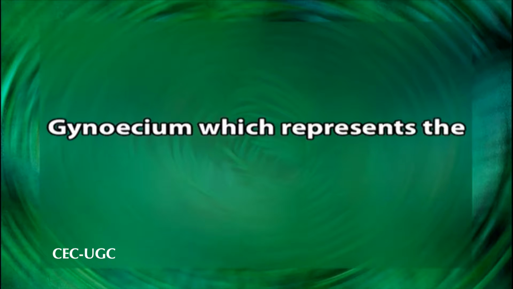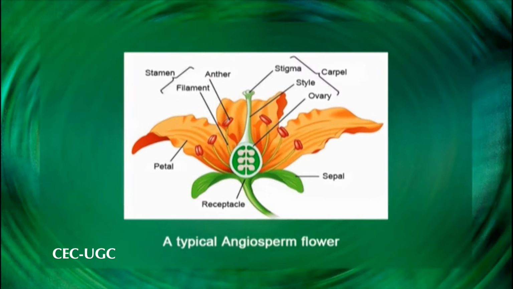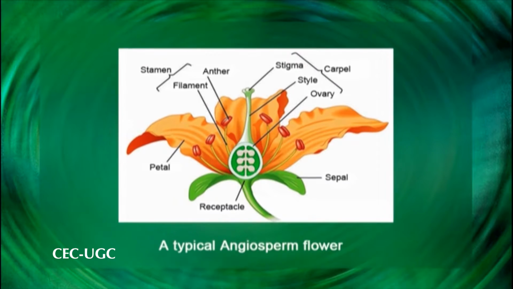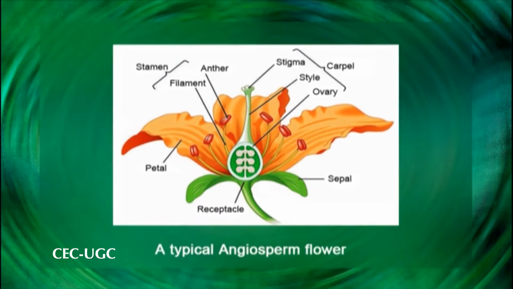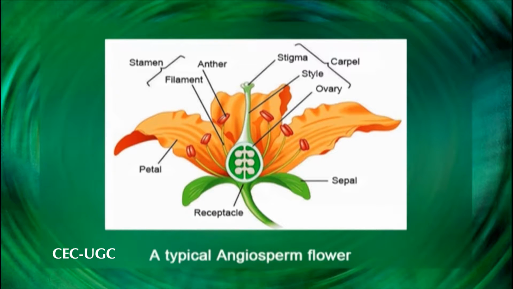The fourth and innermost whorl is called gynoecium, which represents the female part of the flower. It consists of carpels either fused or free from each other. Each carpel has an ovary at its base, a long style and a stigma at the tip.